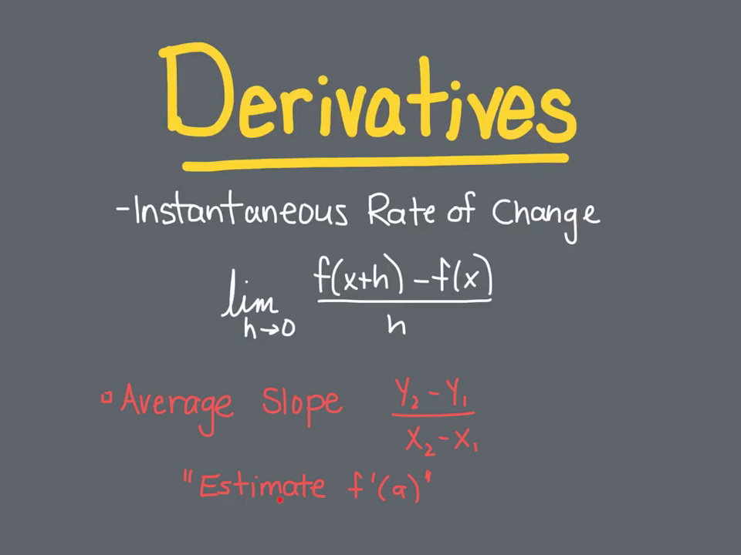Again, if you see the word estimate, that's a clear indicator because this is the average slope formula, whereas the derivative is supposed to be instantaneous. So an estimate is all that we can get from this formula.